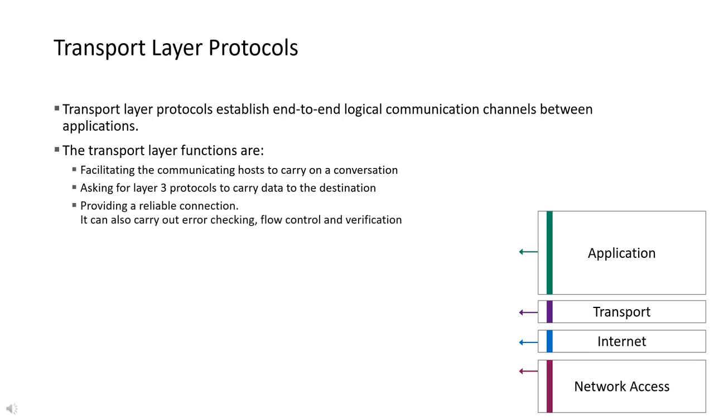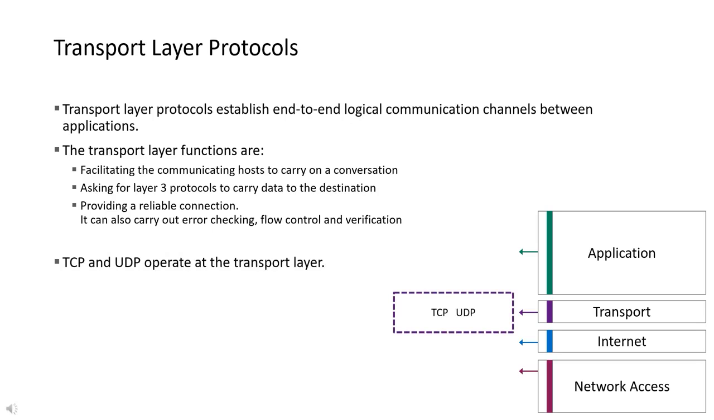If needed, it can provide a reliable connection. It can also carry out error checking, flow control, and verification. The two most commonly used protocols are TCP and UDP. We will see further details, including the differences between the two, in the following slides.